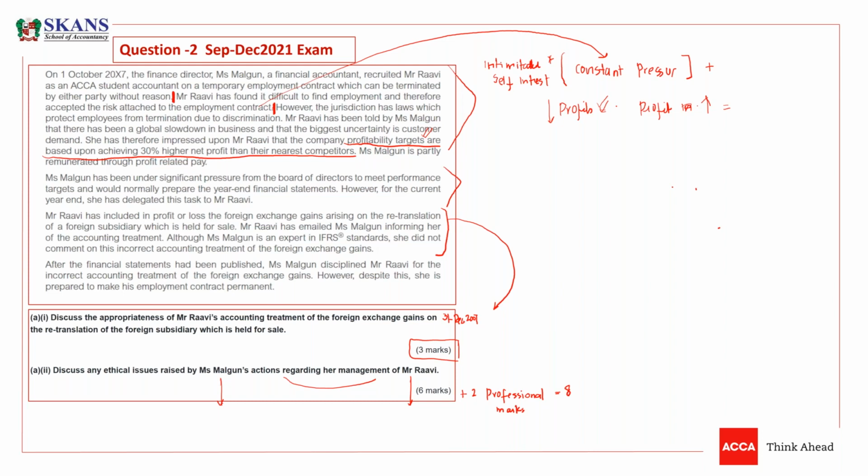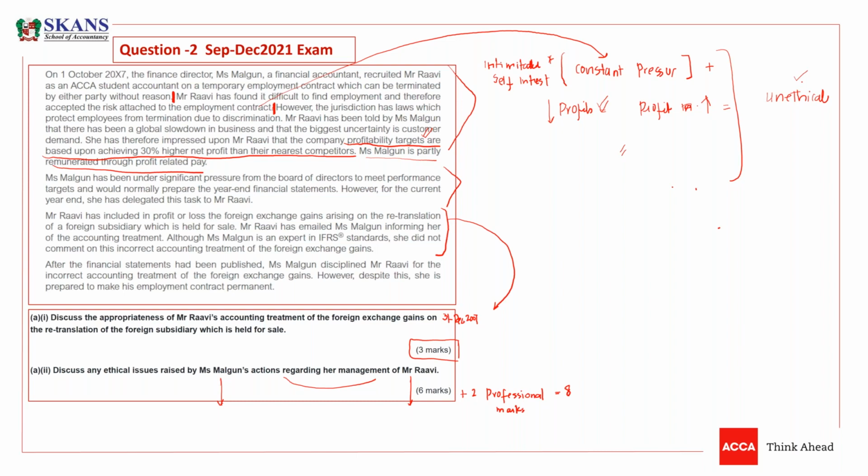So, and the most important thing is there is self-interest as well. Ms. Malgan is partly remunerated through profit-related pay. So these are the things that you need to write, that why they are motivated to go for unethical accounting, for unethical activity. So you need to tell these things.